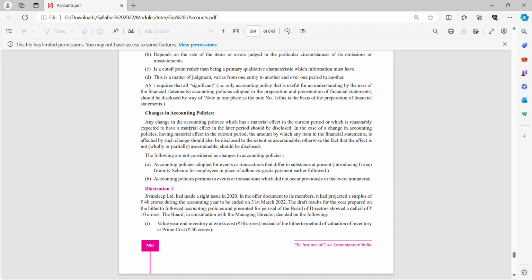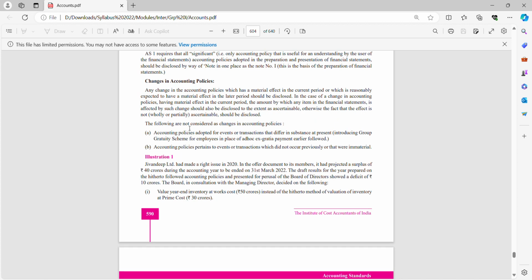So, we have changes in accounting policies. Any change in accounting policies which has a material effect in the current period or which is reasonably expected to have material effect, that needs to be disclosed. The following are not considered as changes in accounting policies. Accounting policies adopted for events or transactions that differ in substance from those occurring previously. Accounting policies pertaining to events or transactions which did not occur previously or that were immaterial. Okay, which was not material, which was not important. The policies related to events or transactions which are not yet adopted. So such policies we can disclose later or we can avoid disclosing.